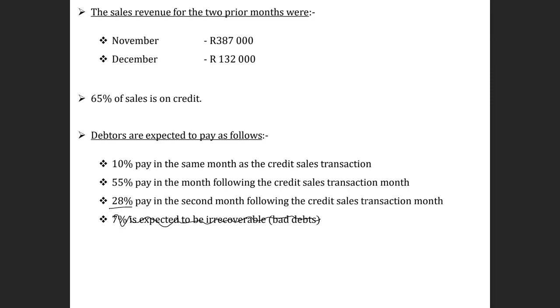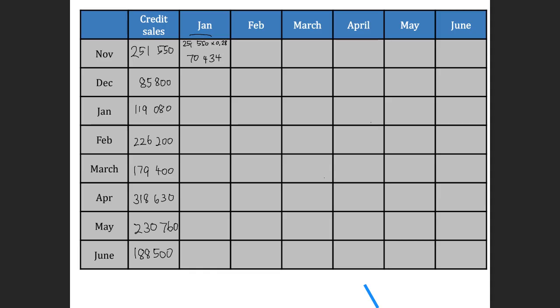So for the next month of December, if the sale took place in December, then 10% would be received in December itself, not part of our schedule. 55% would be the next month, which would be Jan, which is in our schedule, and the 28% would be the next month, which is Feb. So 55% and 28% is what we're accounting for. So this is in Jan and Feb. So you're going to take the 85,800 for the month of Jan, and you're going to multiply it by the 55% for the month of Jan. And then for the month of Feb, it would be the 28%.